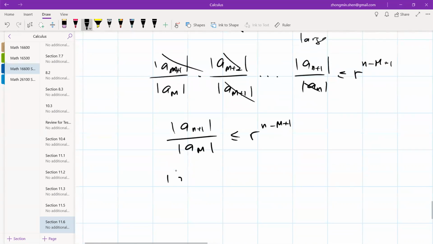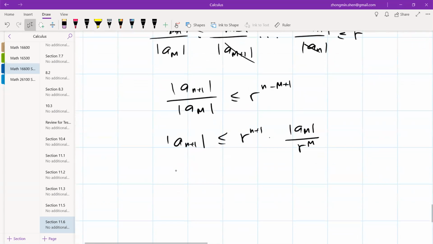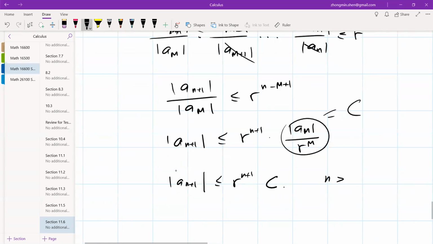In other words, it's less than R to the n plus 1. I'm going to write it in the following form. I can call it another constant C. It doesn't really matter. So it's going to be for n greater than or equal to capital M.